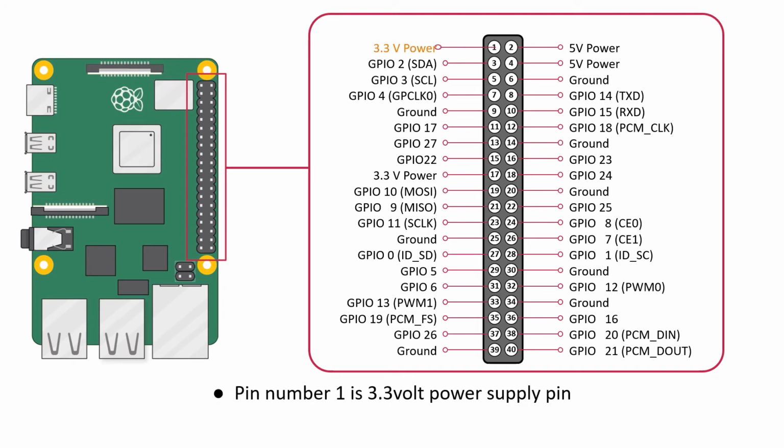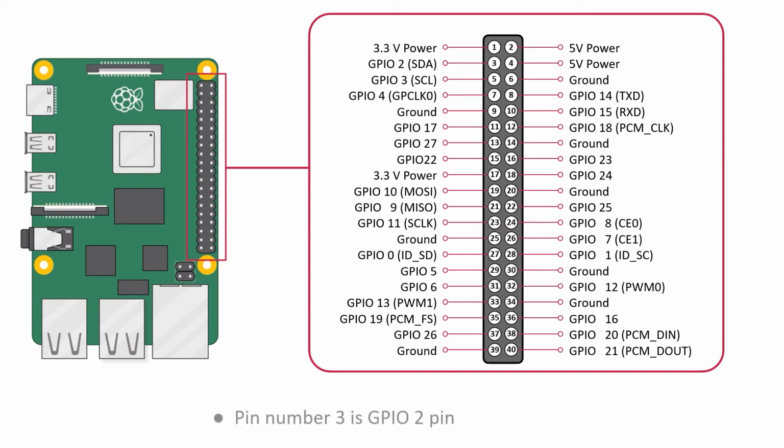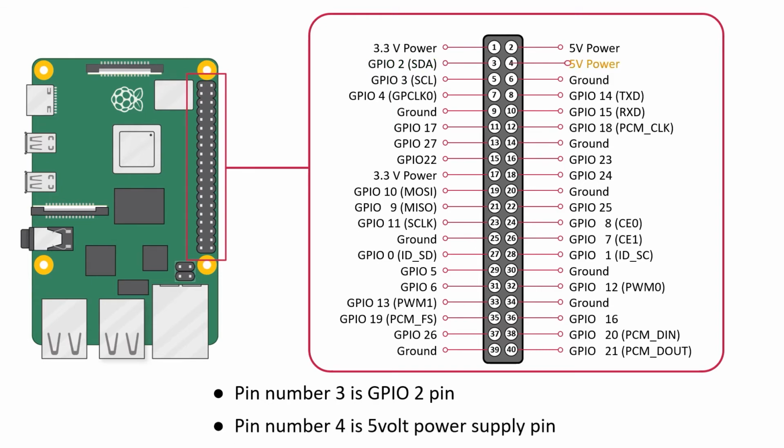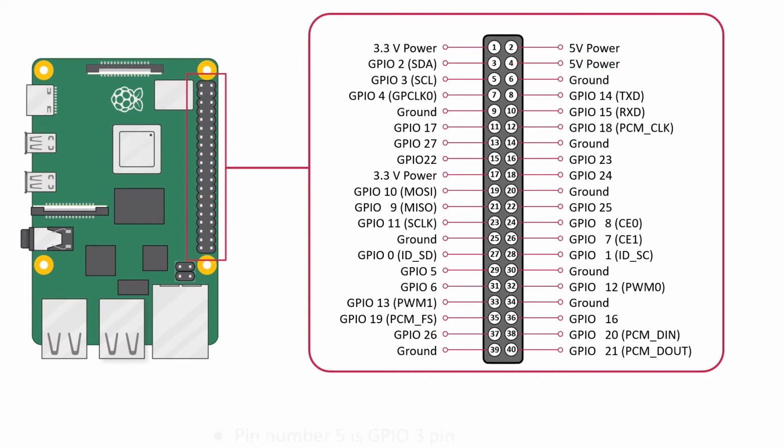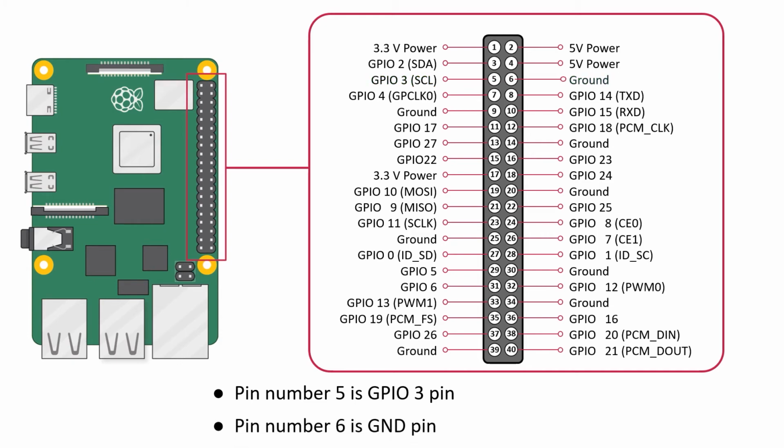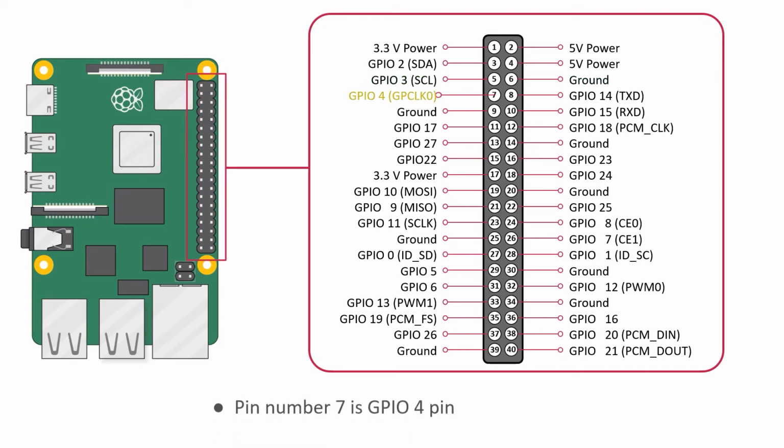Pin number 1 is a 3.3 volt power supply pin. Pin number 2 is a 5 volt power supply pin. Pin number 3 is GPIO 2 pin. Pin number 4 is 5 volt supply pin. Pin number 5 is GPIO 3 pin. Pin number 6 is ground pin. Pin number 7 is GPIO 4 pin.